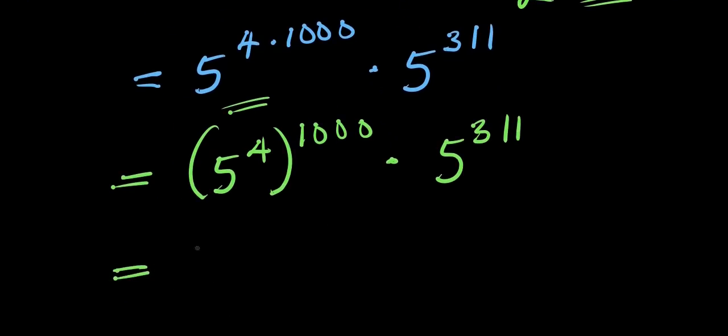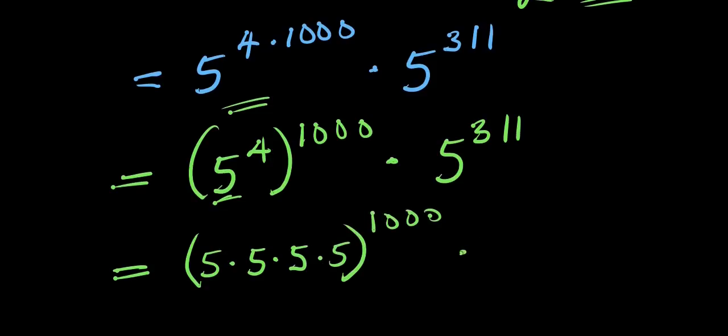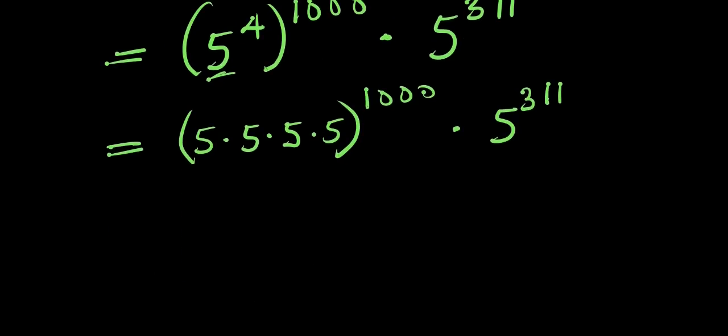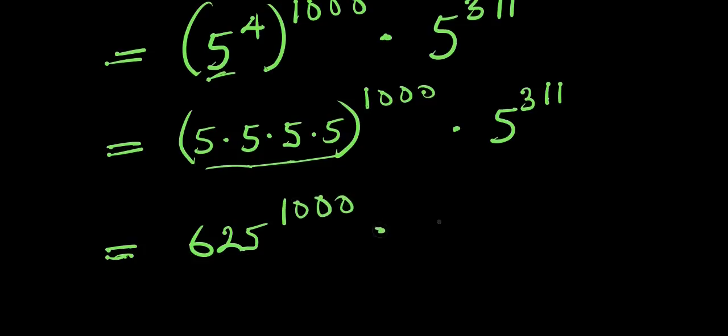So 5 to the power of 4 simply means 5 times 5 times 5 times 5. So from here, we can simply have 5 times 5, 25, 25 times 5, 125, 125 times 5, this is 625 to the power of 1000 times 5 to the power of 311.